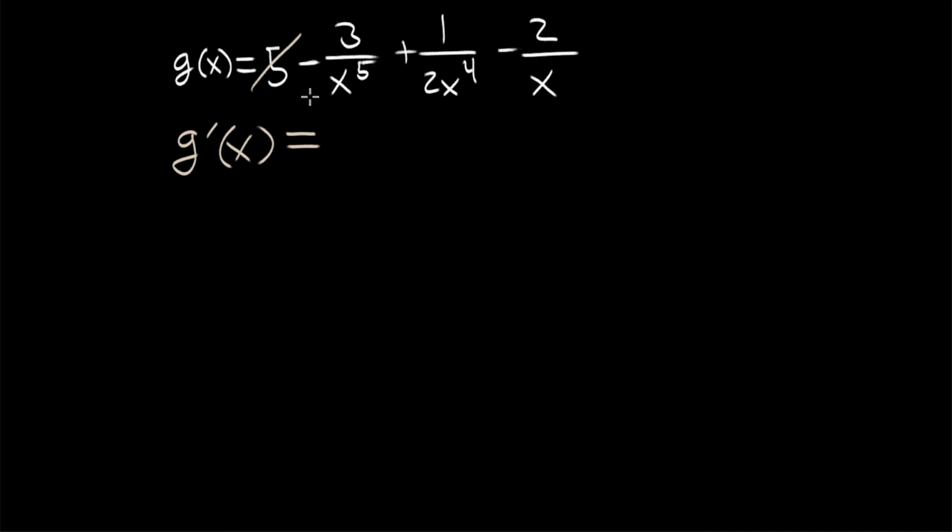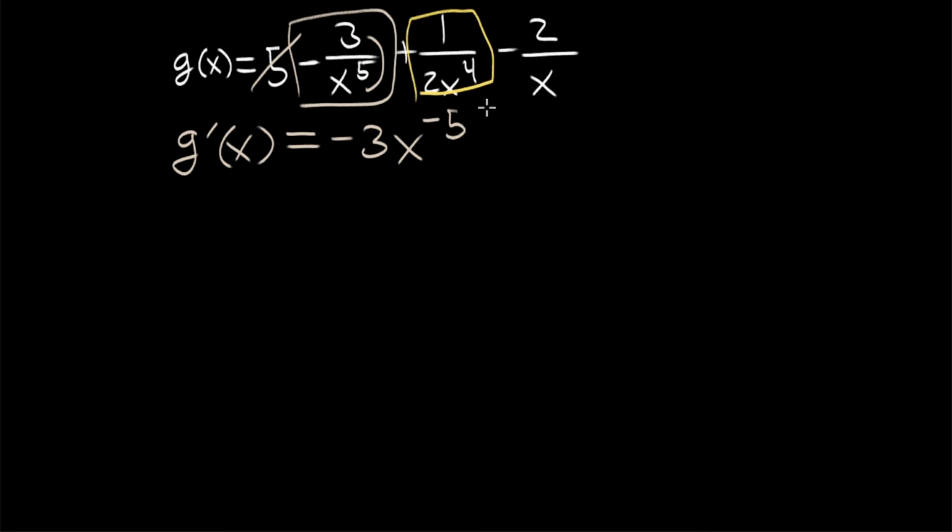So I'm going to do this one first. Remember, there's a negative here, so you want to keep the negative, -3, and then move this to the top, which would make it x to the -5th. Okay.